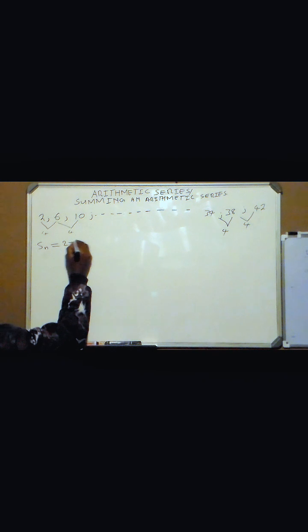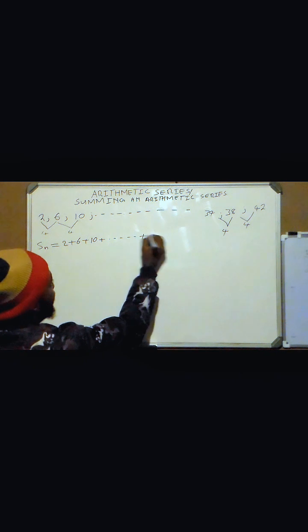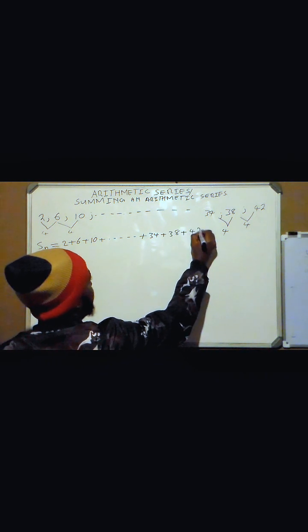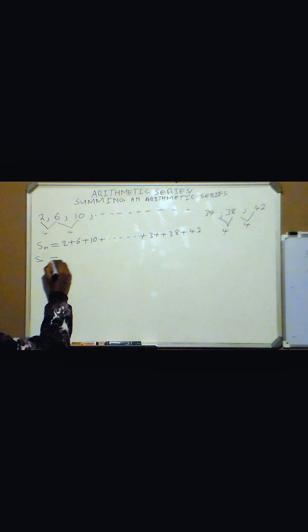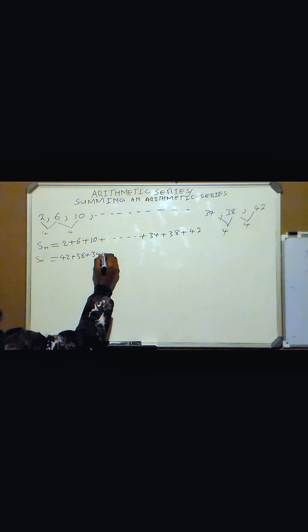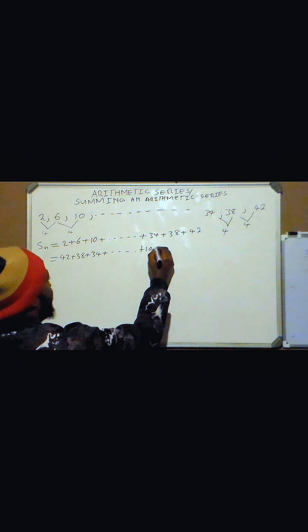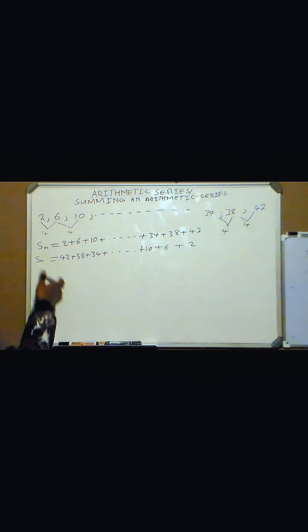So this would be 2 plus 6 plus 10 plus all the way to the last three terms of the series. So this would be 34 plus 38 plus 42. So what's left now is to write the reverse of this series. So this would be S sub n equals to 42 plus 38 plus 34 plus all the way to the last three terms. So this would be 10 plus 6 plus 2, and then we add them together.